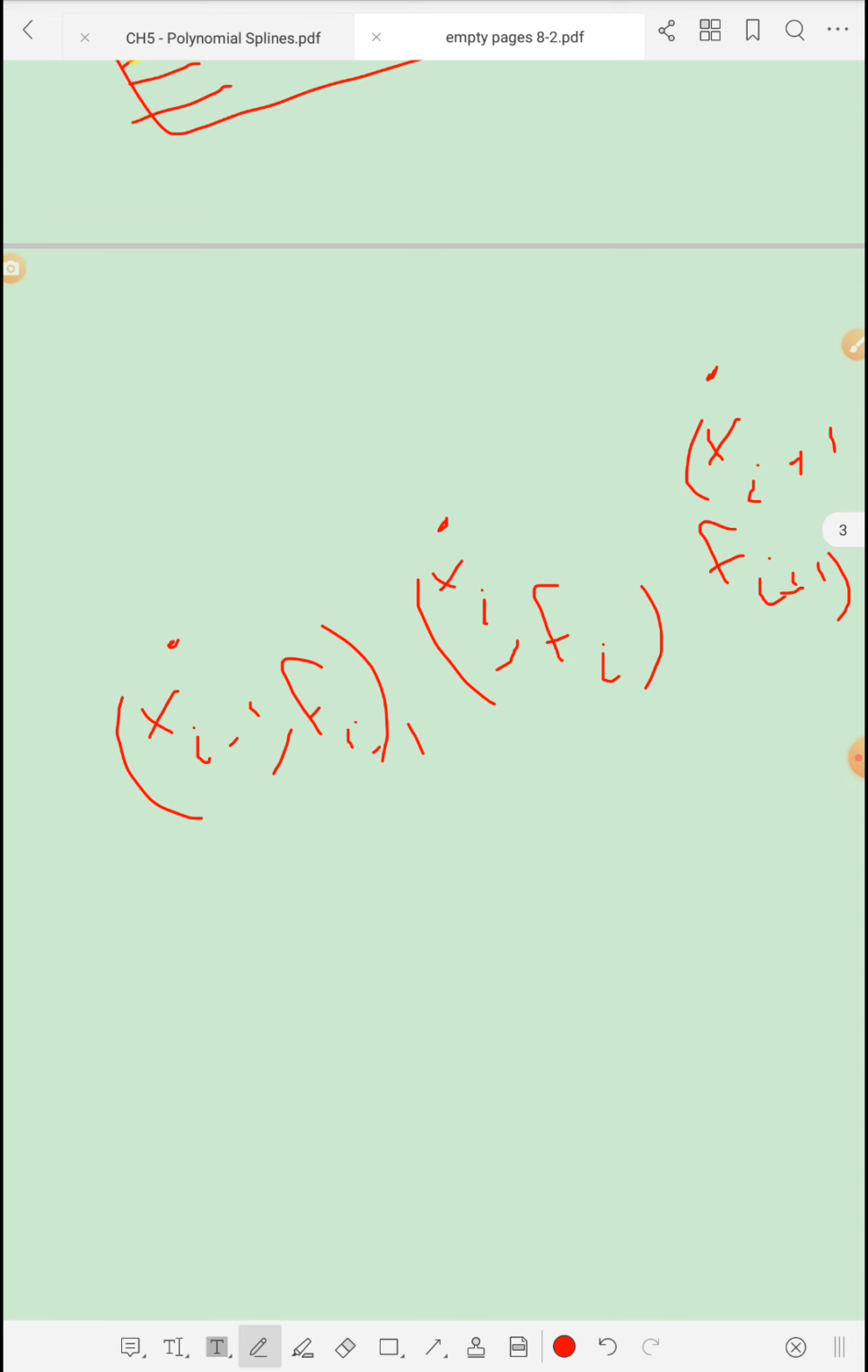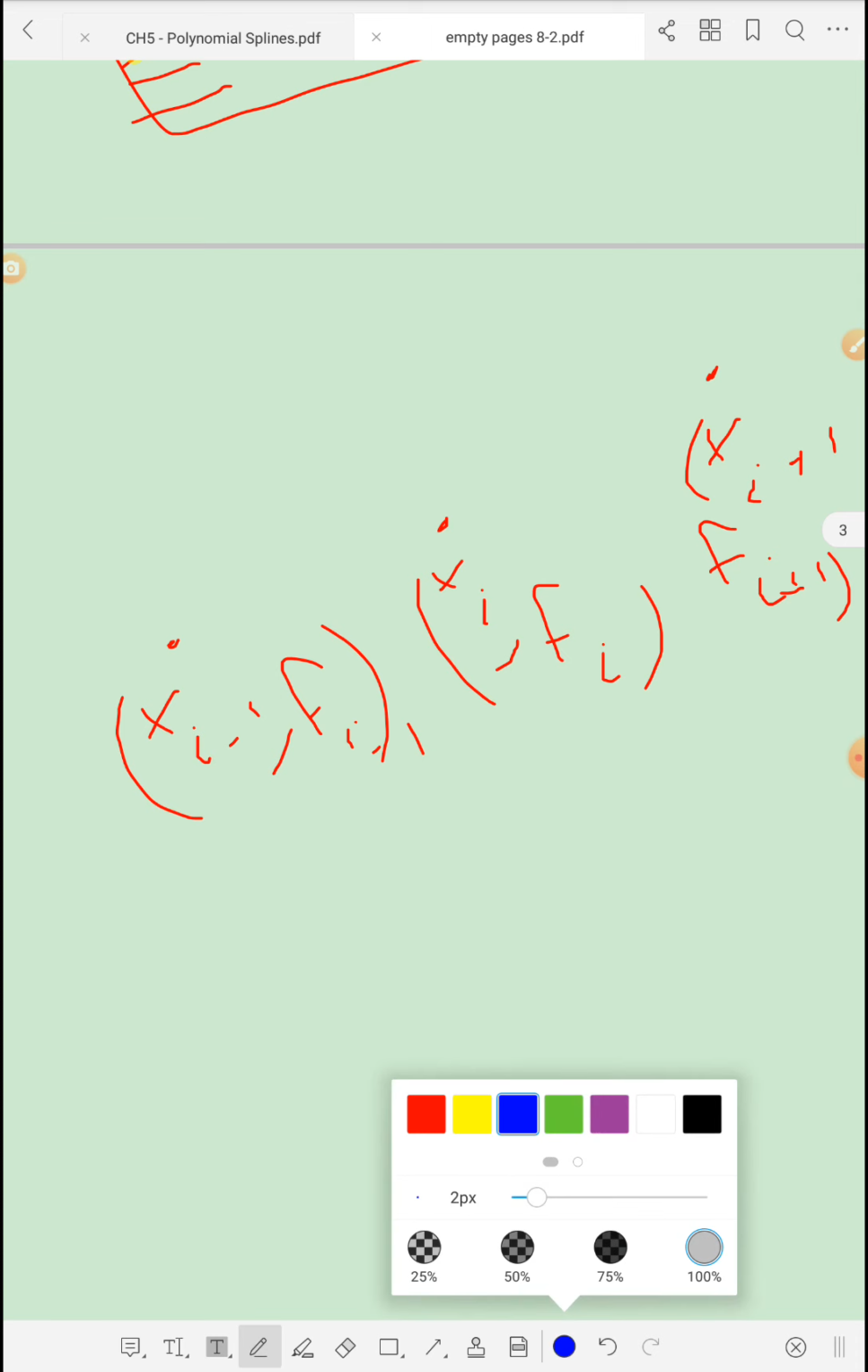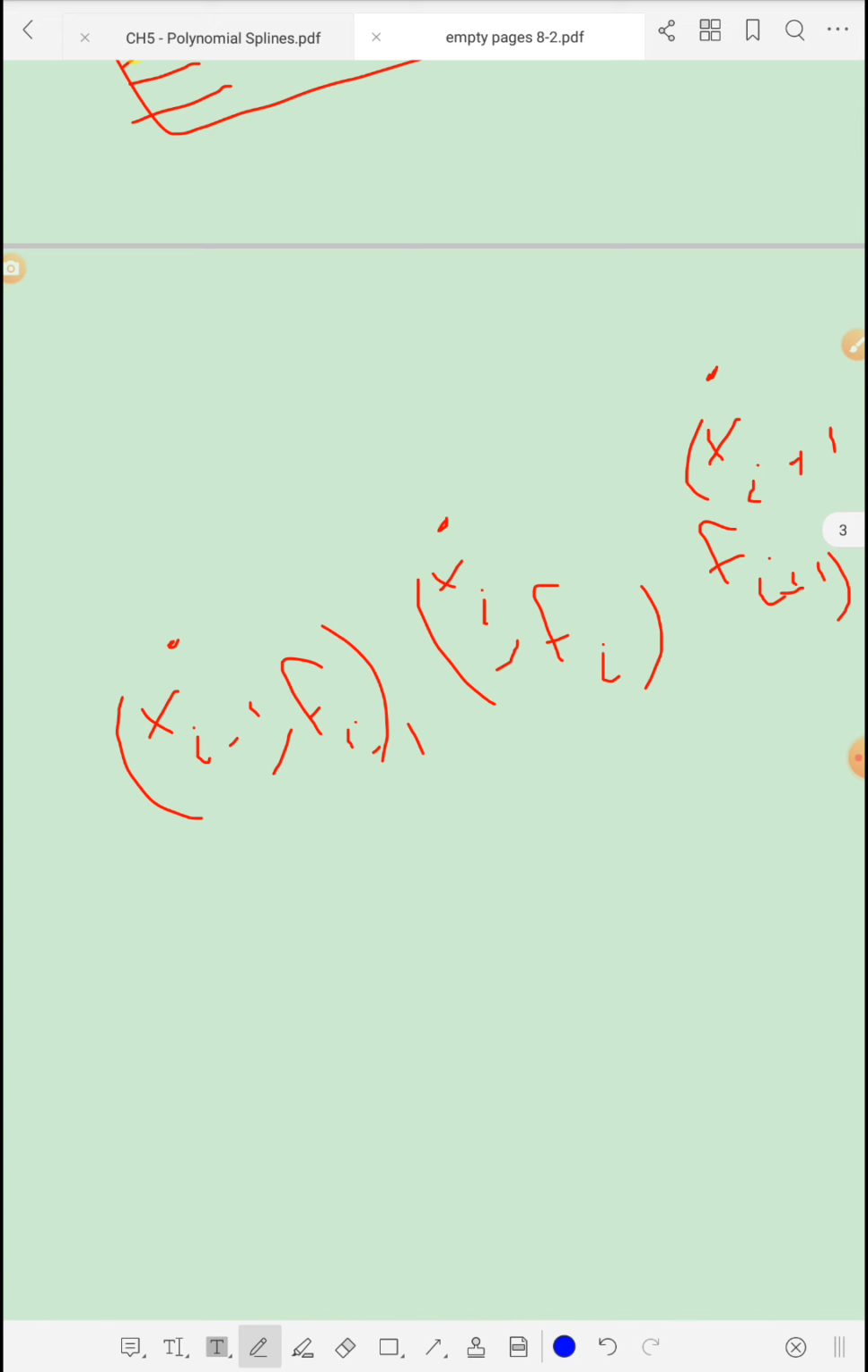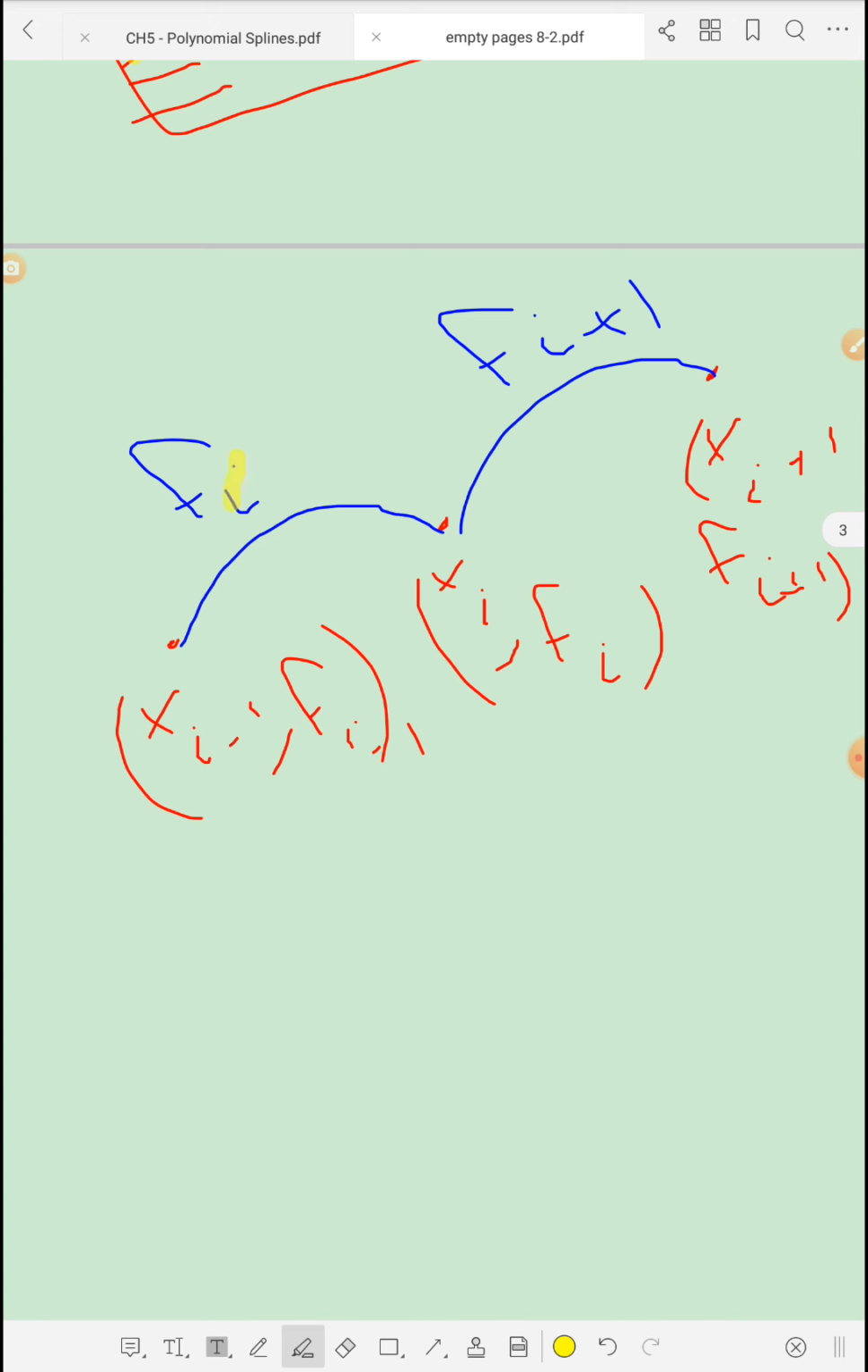And we want to construct the first polynomial between xi minus 1 and xi, and another polynomial between xi and xi plus 1. So this polynomial is fi, and this polynomial is fi plus 1. Don't forget that this index is equal to the index of the right hand side point, and this index is equal to the index of the right hand side point.